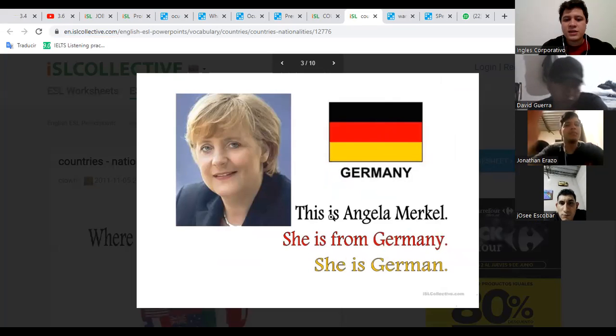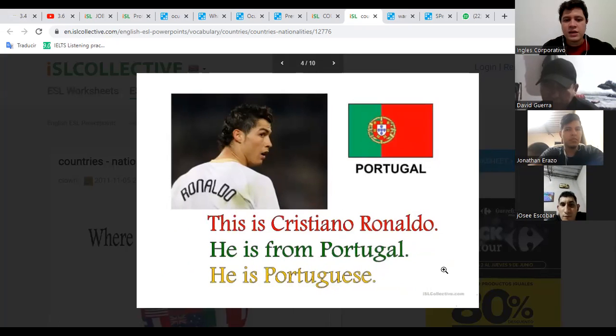So, let's see. This is Angela Merkel, el nombre de ella. Where does she from? ¿De dónde es ella? She's from Germany. So, she is German. Ella es alemana, right? Alemana, alemano. German, okay?